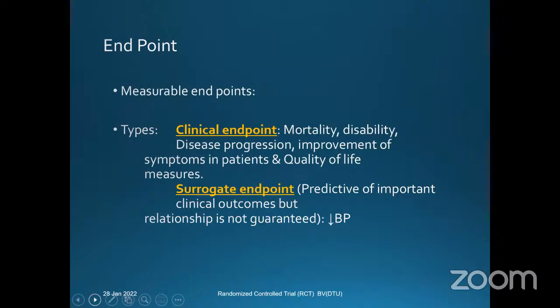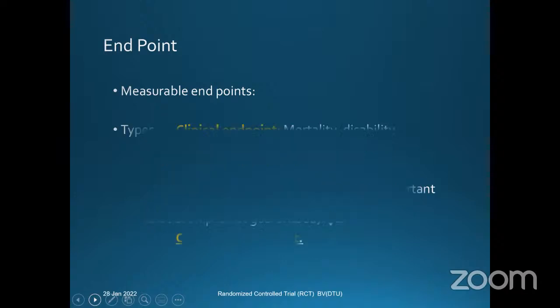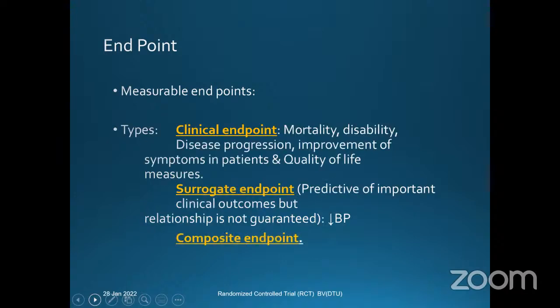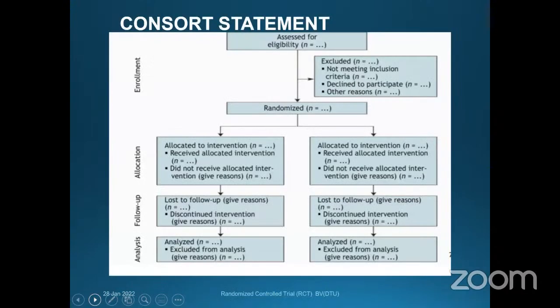The surrogate endpoints are predictive of important clinical outcomes. They are predictive of outcomes, but the relationship is not guaranteed. Whether there is a drop in blood pressure that is going to save the individual, we are not sure. So you should always concentrate on clinical endpoints, and composite endpoints sometimes may be taken care of.